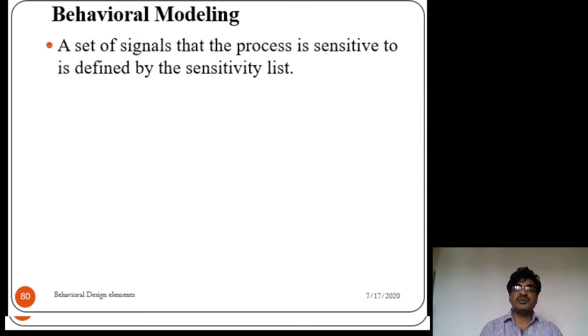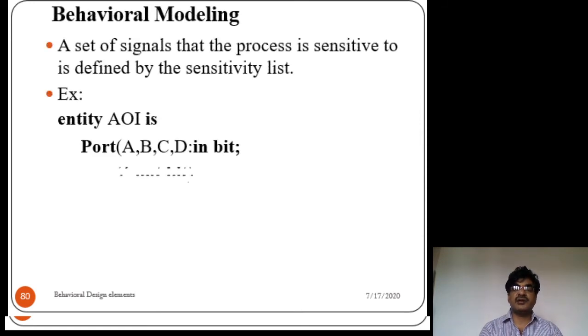Then see one example program for this behavioral modeling. Here I have written the behavioral model program for the AOI gate, that is, the AND-OR-invert gate. Already in the first chapter we discussed the AOI gate. Its expression is (AB + CD) whole bar, which means it has 4 inputs and 1 output.